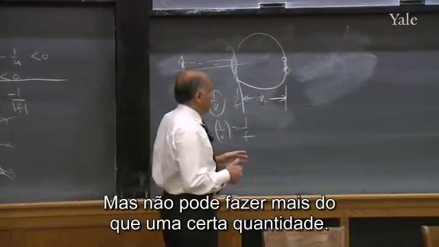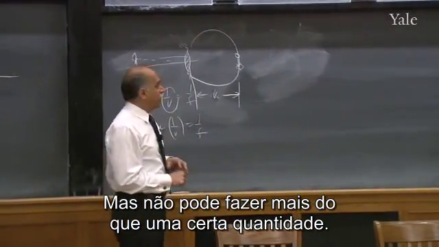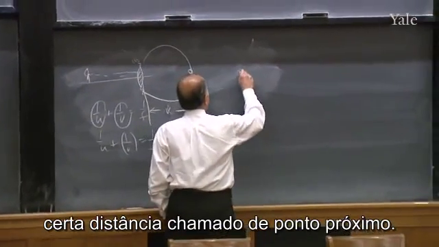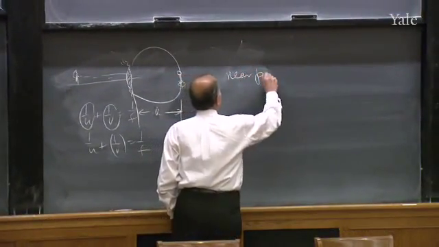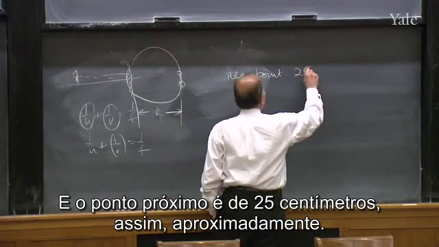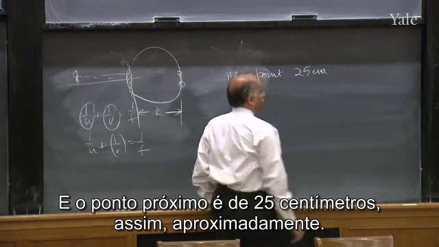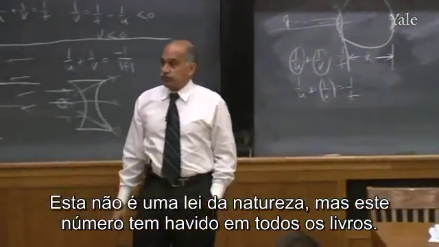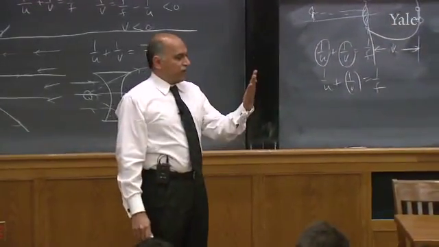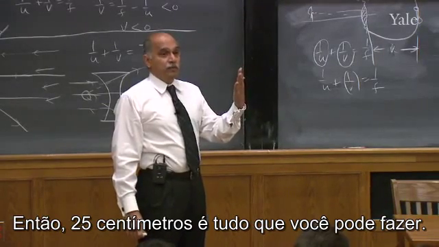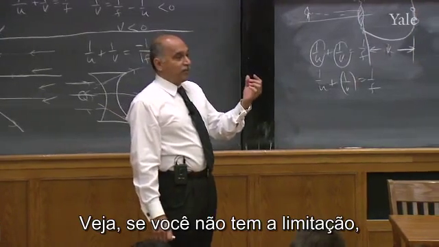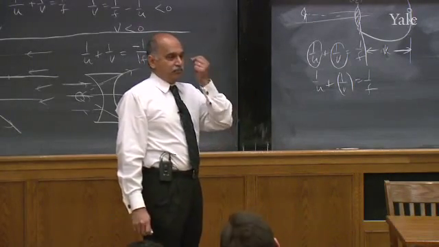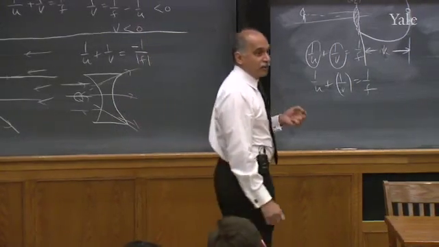But it cannot do more than some amount. The eye cannot focus with anything that is closer than a certain distance, called the near point. And the near point is 25 centimeters. Well, approximately. This is not a law of nature, but this number has crept into all the textbooks. So 25 centimeters is all you can do. You see, if you didn't have the limitation, you don't need microscopes. Because you want to see a piece of bacteria, just pull that sucker really close to your eye.